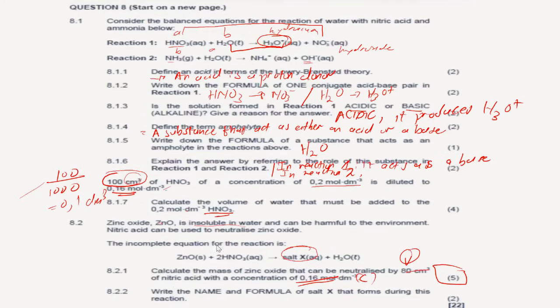But we are not concerned about salt X at this moment. We just want to calculate here. So what are we given? All that we are given applies to the nitric acid, but what are we trying to calculate? The zinc oxide, right? So at this point we still apply our stoichiometric steps. Step 1 is to calculate the number of moles.